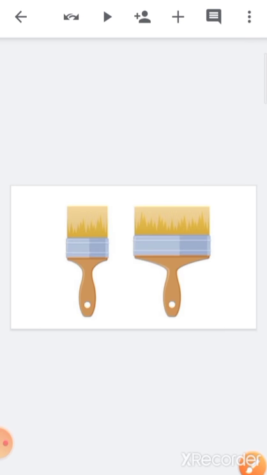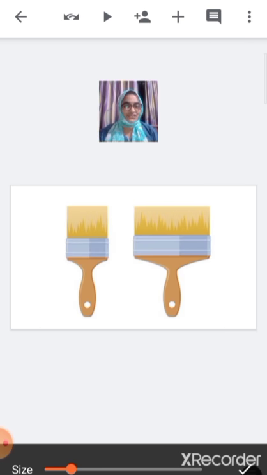Now, here you can see two paint brushes. Correct? Now, this brush is narrow. You can see the sides of the brush. See? The sides of the brush are closer to each other. So, that means it is narrow. And here you can see the sides of the brush are not closer to each other. They are broad. So, it is wide. So, this is narrow and this is wide.